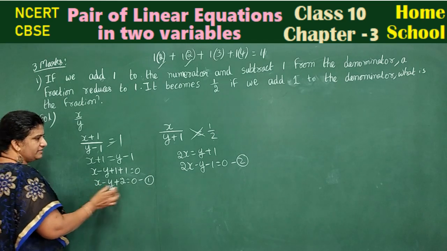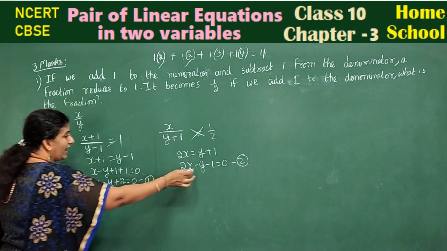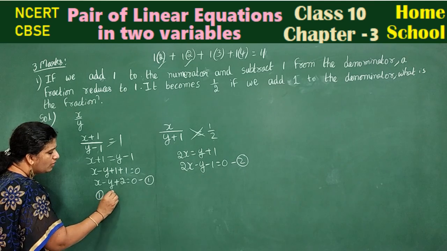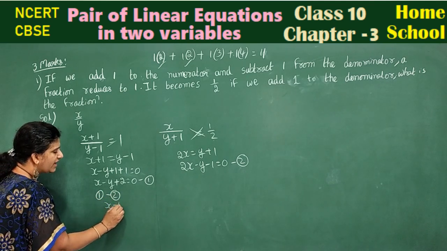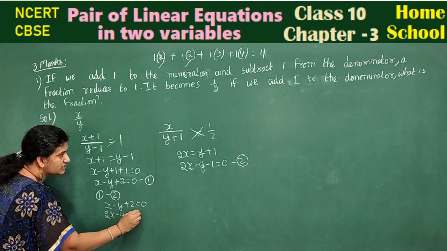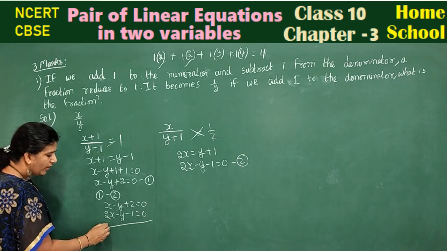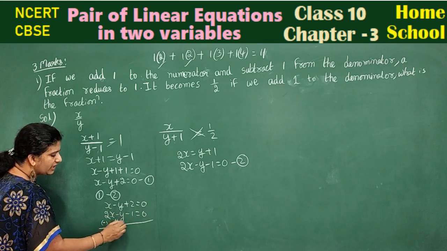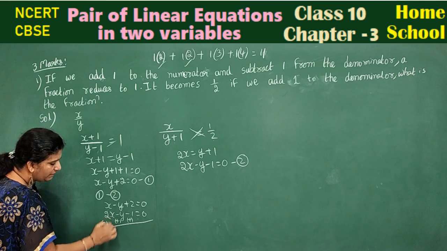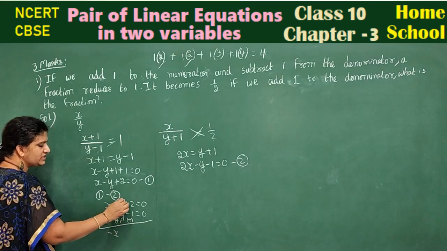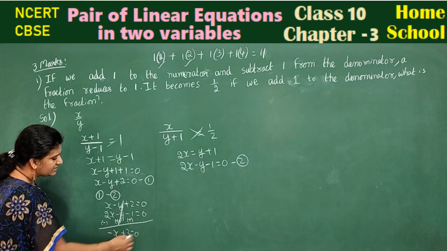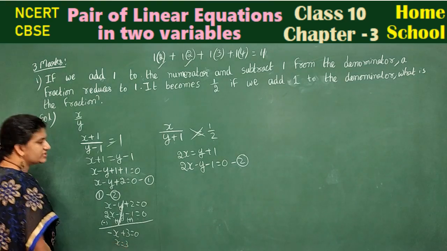Observe here, x, 2x, y, y, both are having the same sign. So what we do here? Subtract. x minus y plus 2 equal to 0, and 2x minus y minus 1 equal to 0. When you subtract, what happens? Change the sign. Minus will become plus, plus will become minus. Now, x minus 2x will be minus x. Minus y plus y will be cancelled. 2 plus 1 will be 3 equal to 0. Minus x, and on the other side, x is equal to 3 is your answer.